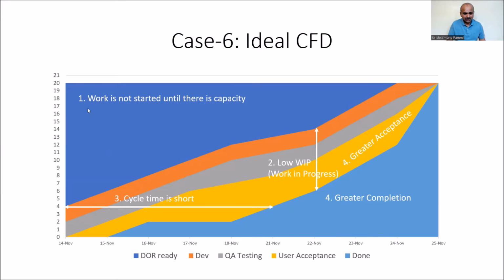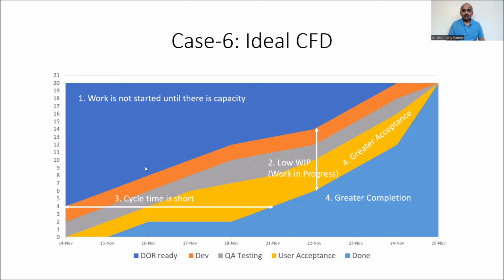And believe me, what they're doing is that work is not started until there is capacity. Once developers take the items, the 2 items, they push them to QA, the QA team pushes them to UAT, and the UAT team pushes them to DevOps. So this is happening right from 15th November, that is day 2 onwards. So work is not started unless there is capacity.